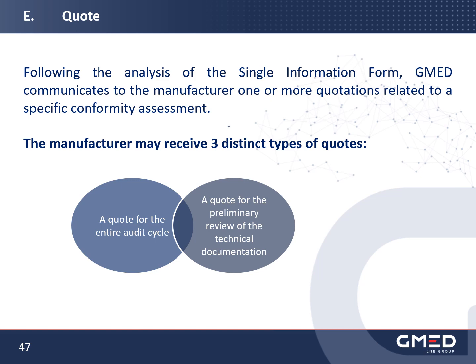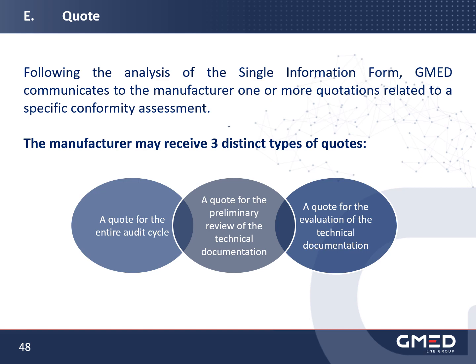Please note that 1 quote is issued per preliminary review. A quote for the evaluation of the technical documentation. 1 quote is issued for each technical documentation evaluation service to be performed. For the evaluation of 1S, 1M and 1R class devices, only the estimate for the certification cycle audits, including the review of the QMS part application, is sent to the manufacturer, since there is no evaluation of the technical documentation for this type of device.